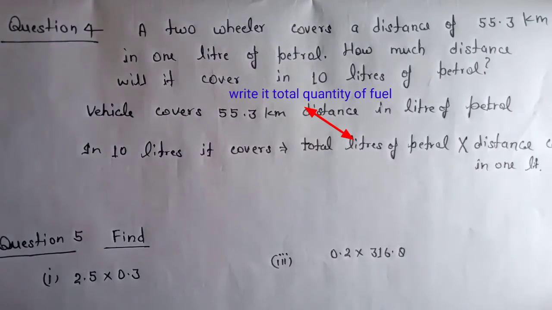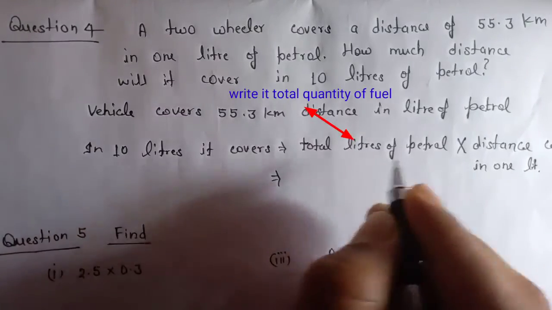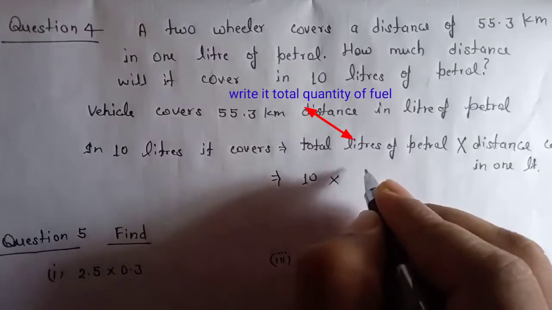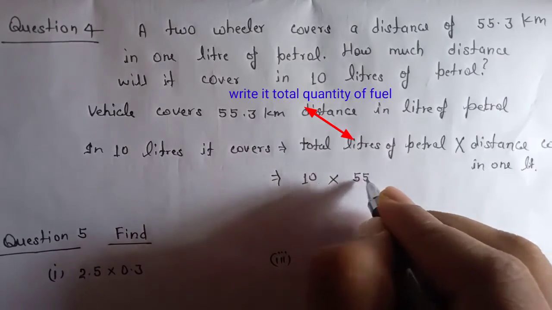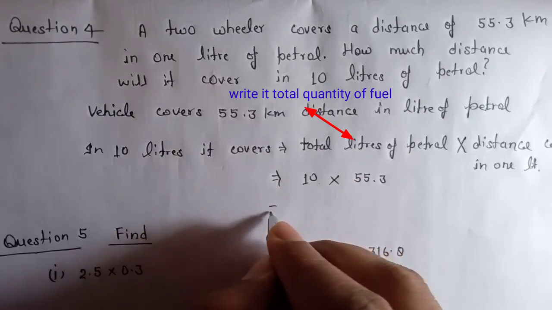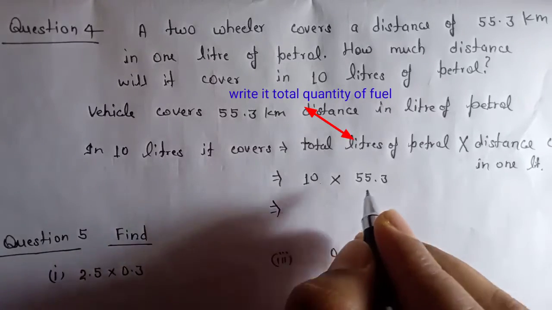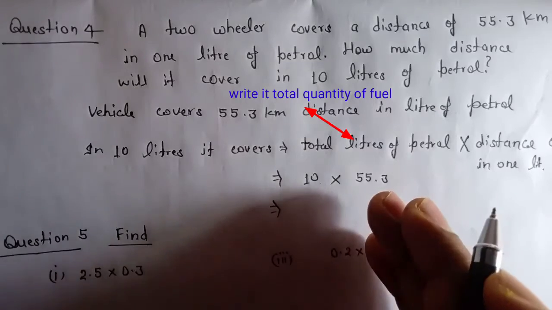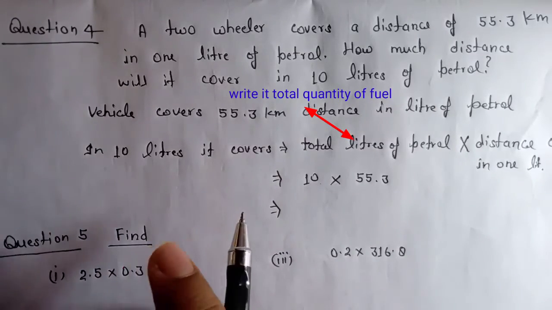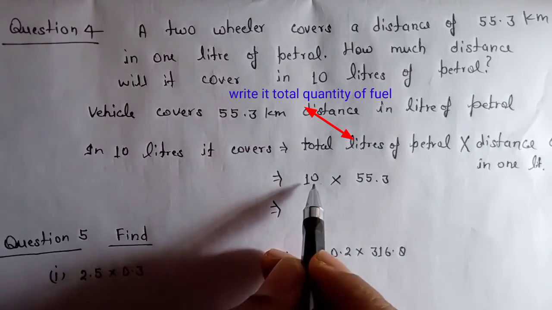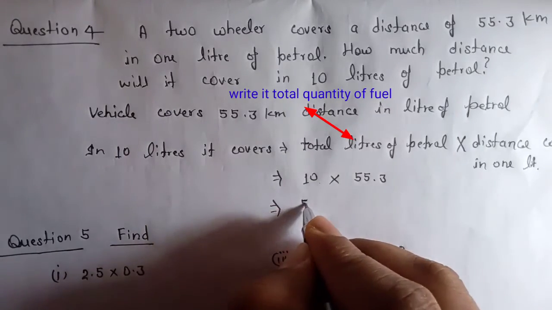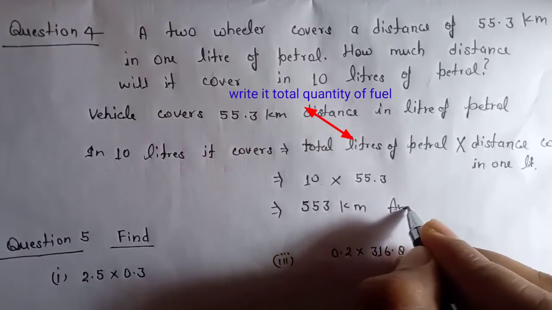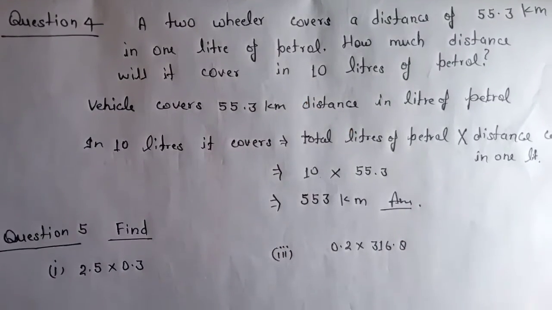This is liter, okay? So total liter of petrol is 10 liter, and you have to multiply this by 55.3. Multiplication of 10 and 55.3 will give you what? You know that you have to carry this decimal point to the right side, and you have to displace it for one digit because there is a single 0 in 10. So it becomes 553 kilometer. This is your answer.